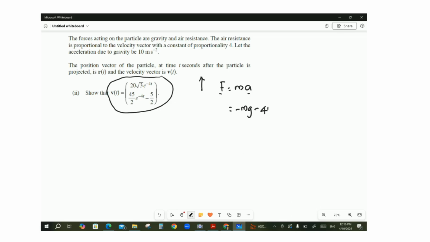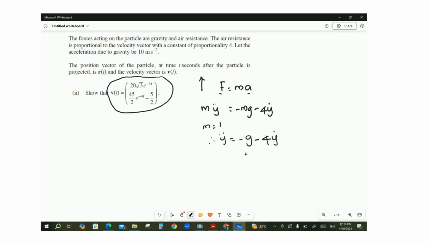4 y dot, because the velocity along the vertical direction is y dot, the air resistance is 4 times y dot. This force is equal to m times the acceleration along the vertical direction, y double dot. Now we know that m is equal to 1, therefore I can write y double dot is equal to minus g minus 4 y dot.